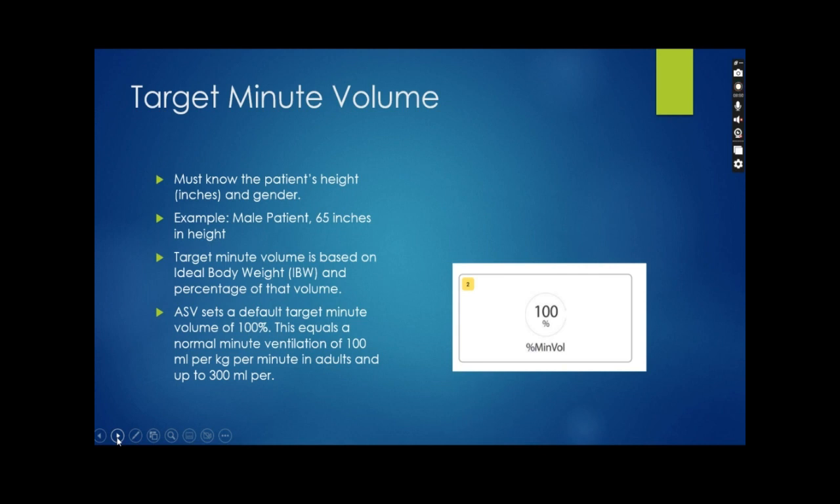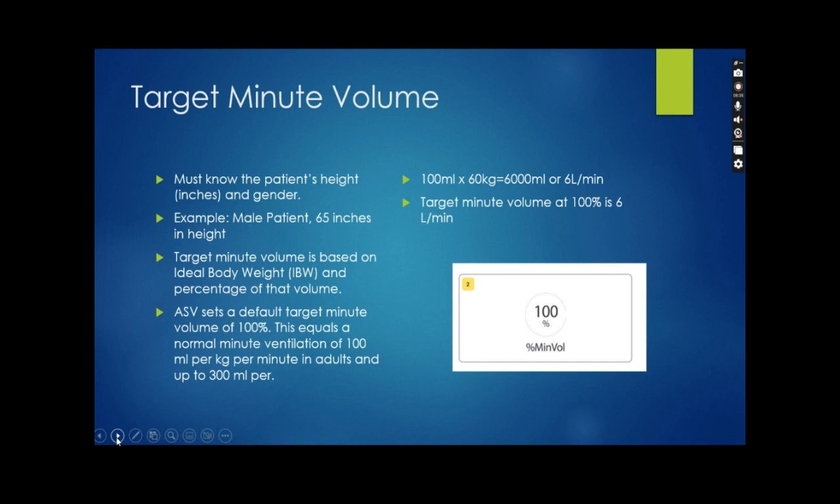But this is how you control that minute volume target. Increasing the percentage of minute volume will increase your minute volume target. Decreasing your percentage of minute volume will decrease your minute volume target. But as far as how we set patients up, 100% default setting is usually what we start these patients off with. Based off of our initial ABGs that we get after they've been on 100% for a while, we make adjustments from there.